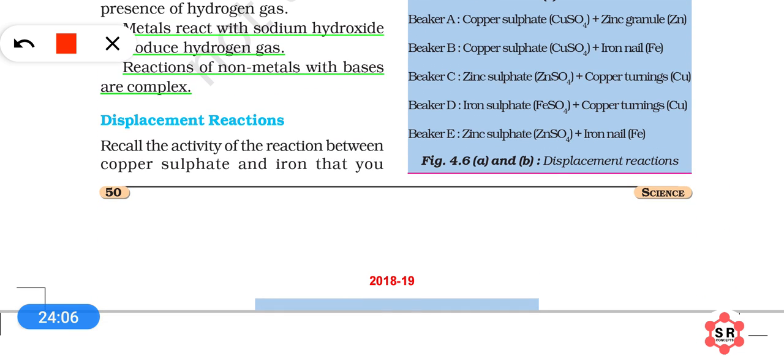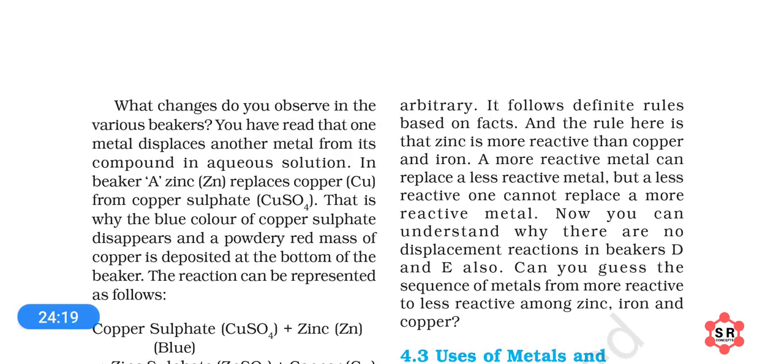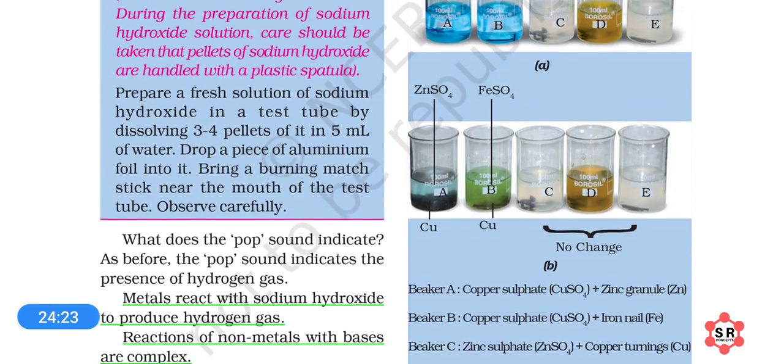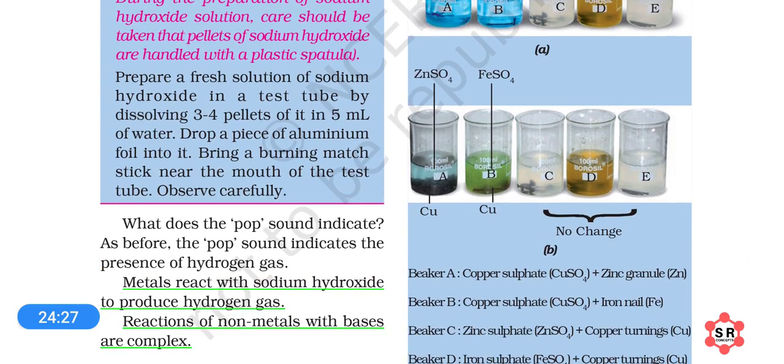the displacement reaction. Let's understand about displacement reactions. So what is a displacement reaction? A displacement reaction is a reaction in which a more reactive metal displaces a less reactive metal from its salt solution.